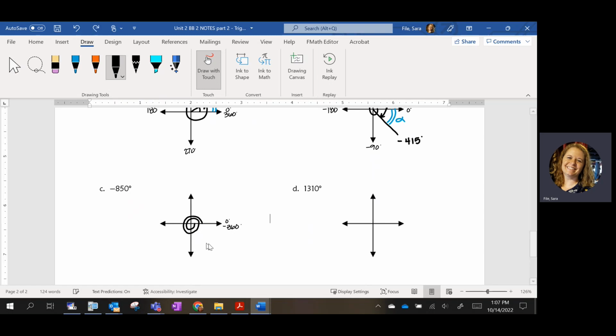Okay, I made my spiral a little tight. It's hard to see how many times I went around. So I'm going to do that again. So I went 1, 2, and then here into quadrant 3.